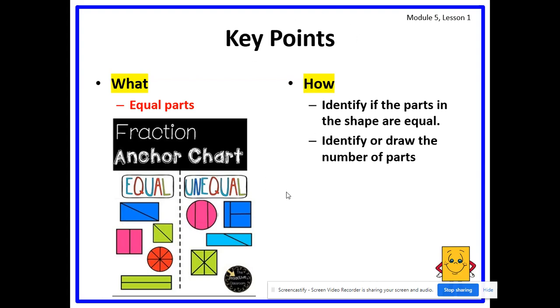How are we going to be successful? Well, first, we just identify the parts in the shape are equal. So we say, is it equal? Yes or no. And then second, we just identify or draw the number of parts. So then we just count the number of parts, or we make the number of parts that they want us to make. Are you ready to learn?